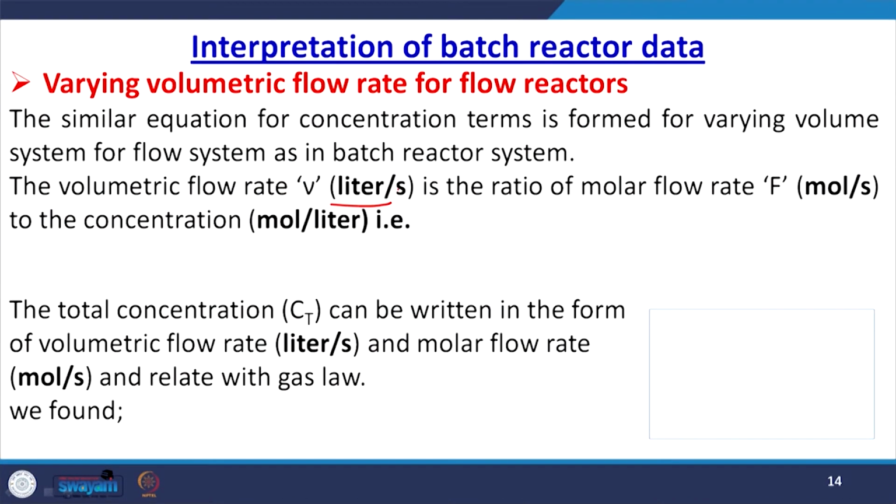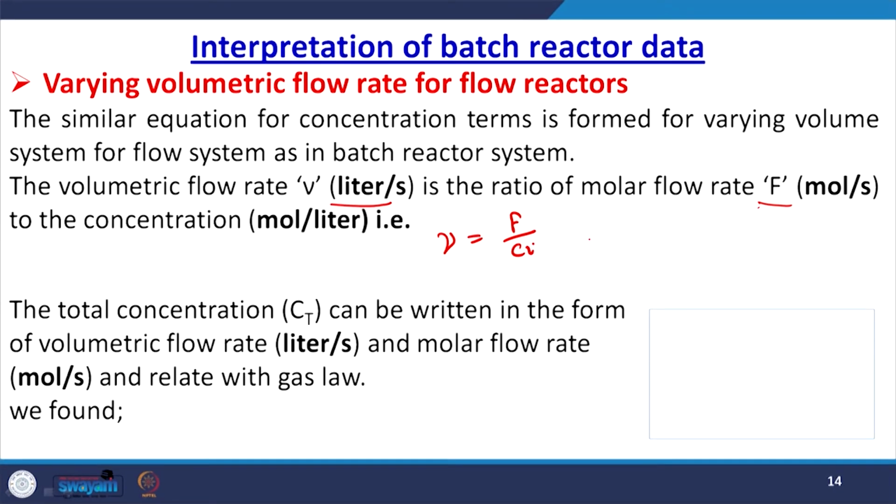Now, again another thing is that if we have the varying volume flow rate for flow reactor, a similar equation for concentration term is formed for the varying volume flow system as we observed in the batch reactor system. So, the volumetric flow rate in liter per second is the ratio of a molar flow rate F, that is mole per second, to the concentration, moles per liter. So, sometimes this volumetric flow rate is represented as F upon Ci, where i is the ith component.